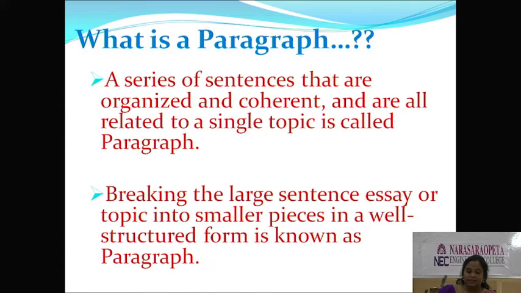Breaking a large essay or a topic into smaller pieces in a well-structured form is known as a paragraph. So you can't just put all the sentences together and call it a paragraph. Say, for example, a big paragraph cut into shorter sentences which have a meaning is termed a paragraph.